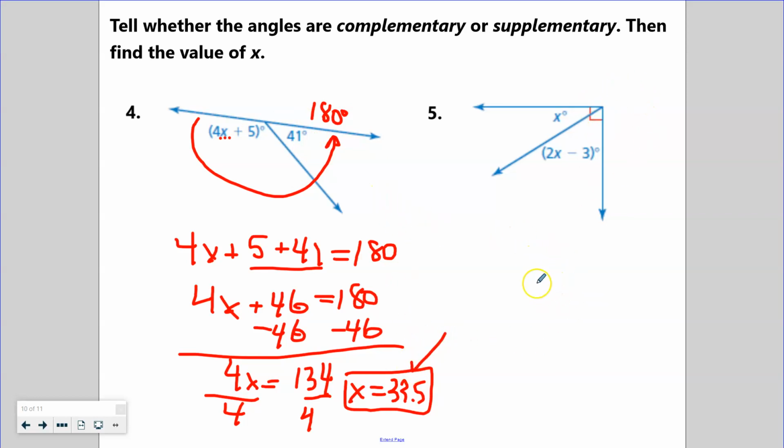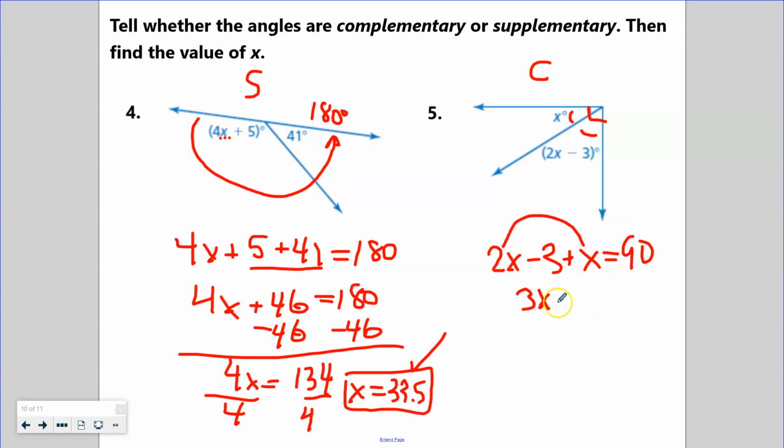This tells us that this equals 90. So I'm going to go ahead and say 2x. This one is supplementary; this one is complementary. So I have 2x minus 3 plus x equals 90. Where did 90 come from? Right there it tells us that this angle and this angle, both together, are 90 degrees. So I have 3x. Where did I get that? 2x plus 1x, minus 3 equals 90, plus 3 on both sides. It's a two-step equation.